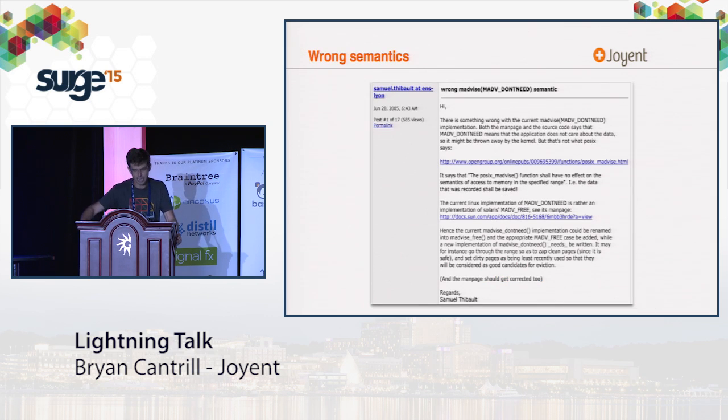So then you keep looking for this, because you really want to know who is to blame here, and do the Linux kernel folks appreciate how broken this is? And you find that there are many posts like this, but I like this one. Wrong madvise MADV_DONTNEED semantics. This is in 2005, so digging back a little bit into history. Where did this come from? And this person says, hi, there's something wrong with the current madvise MADV_DONTNEED. Both the man page and the source code say that MADV_DONTNEED means the application does not care about the data, so it might be thrown away, but that's not what POSIX says. I'm not sure if they screamed it when they wrote it, but I'm screaming it now.